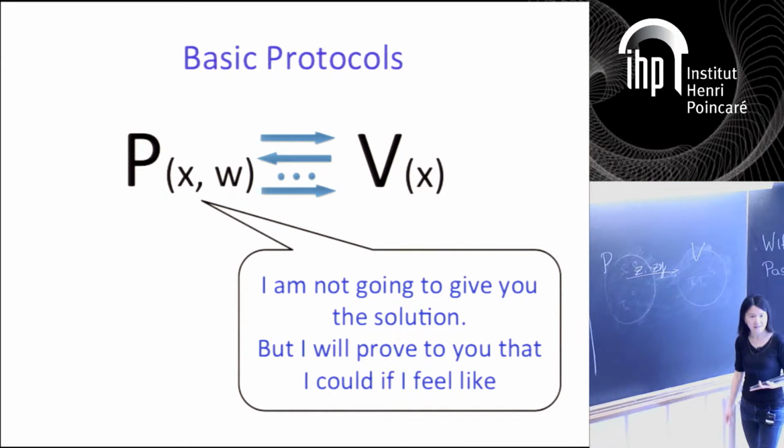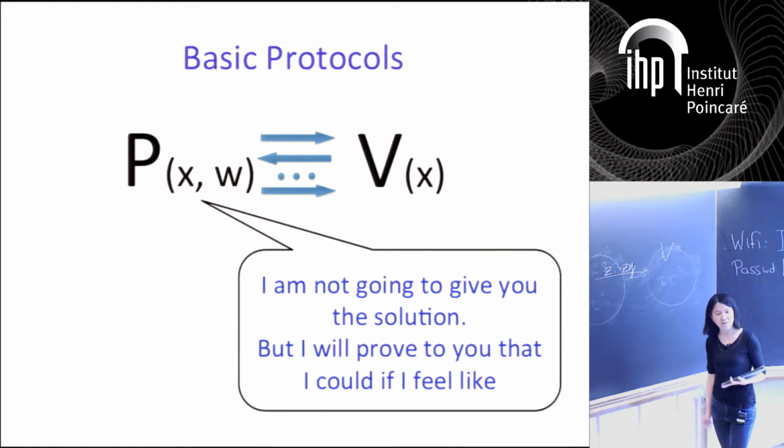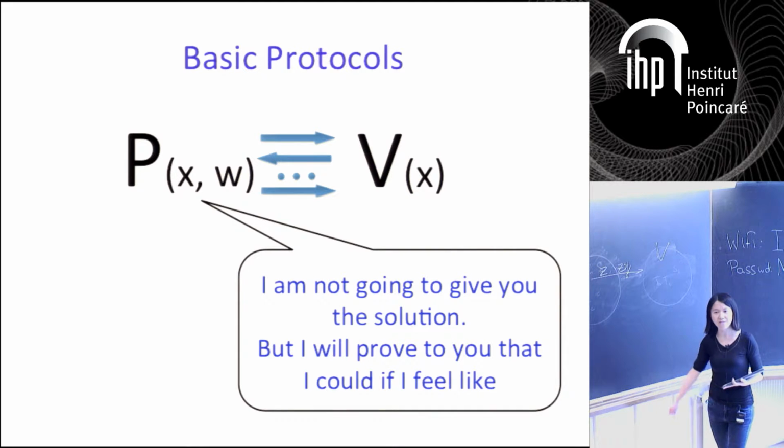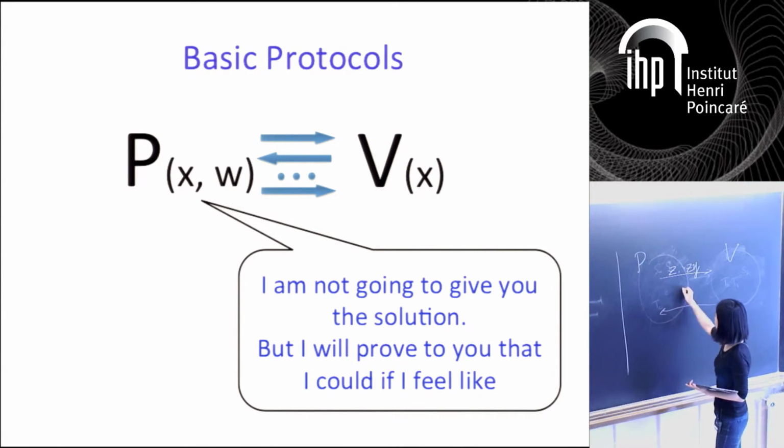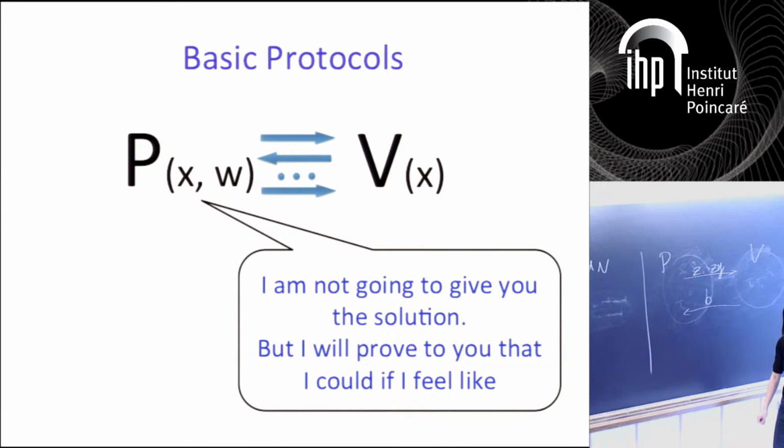I'm not going to tell you a solution to both of them. If I tell you, then you learned about my solution alpha. So I'm only going to tell you one of them. Which one? You pick. So the verifier gets to pick which solution he wants.